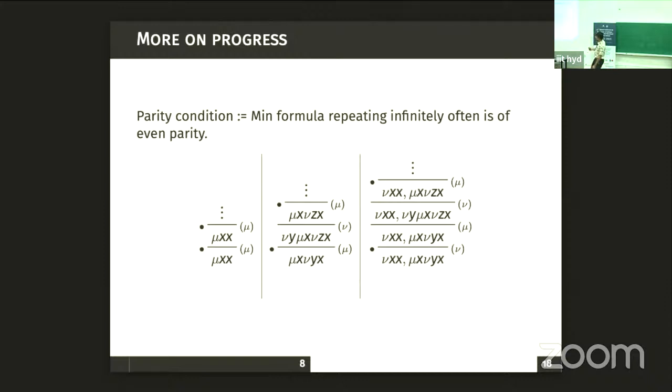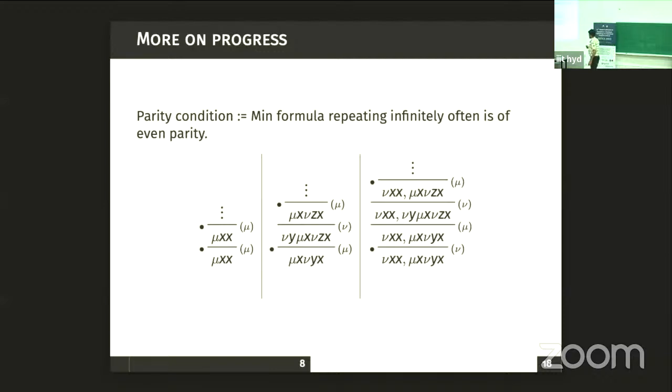Right. So a thread is basically this. You just follow a formula along a branch. If some rule is being applied, you follow its subformulas. If it's not being applied, you just follow itself. So this is a thread. Here there are two threads. One is you follow the nu, and one is you follow this formula along its subformulas. The parity condition says that the minimum formula repeating infinitely often is of even parity. And this is just like a parity automaton or a parity game.